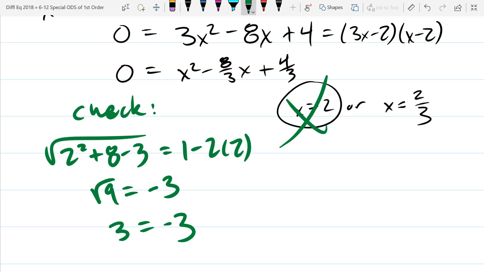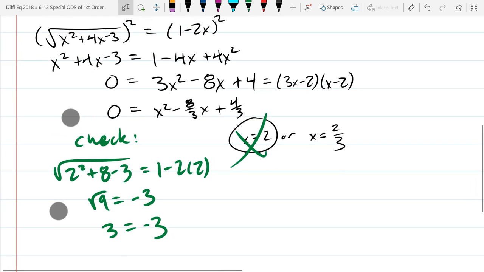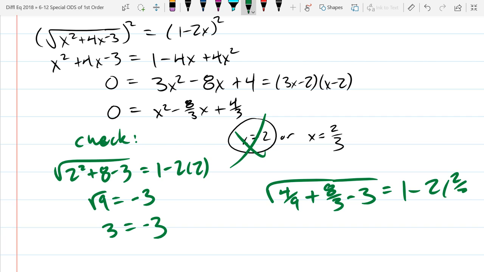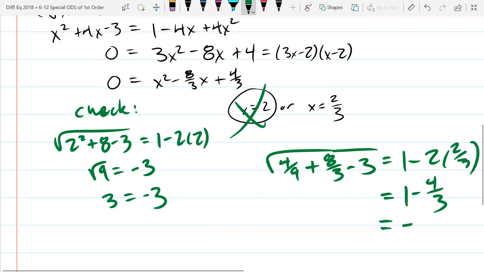Let's try the second one. All right, so plug it in. I don't even need to do anything to the right side, or to the left side. That negative one-third is not going to be a square root of anything. Well, not anything real, at least. All right, so that's out too.